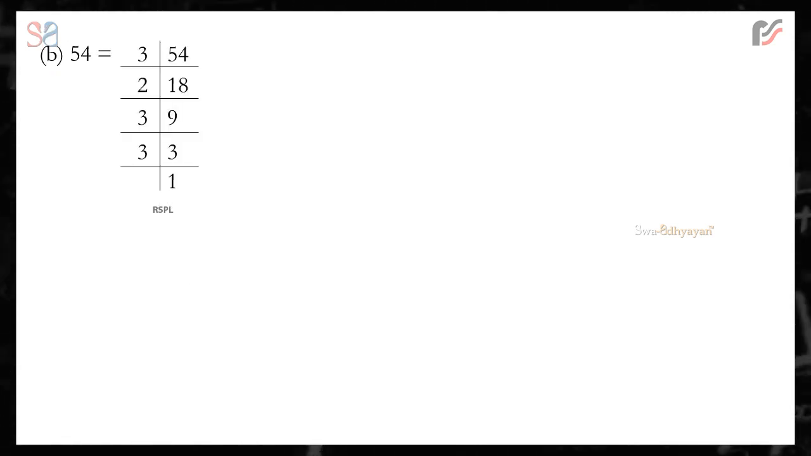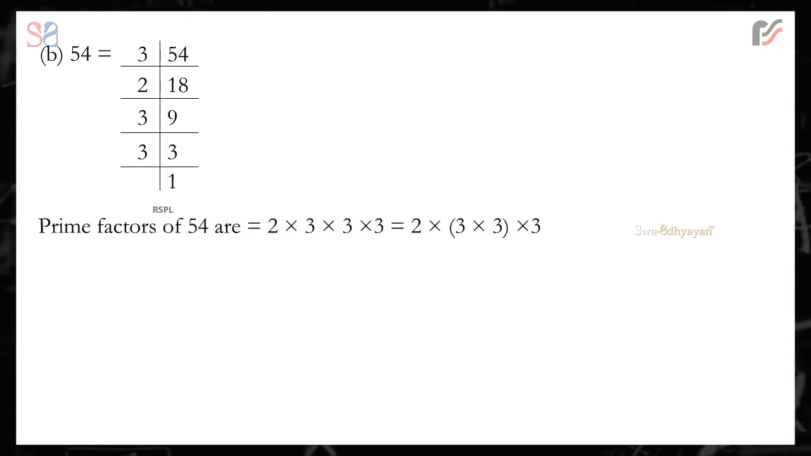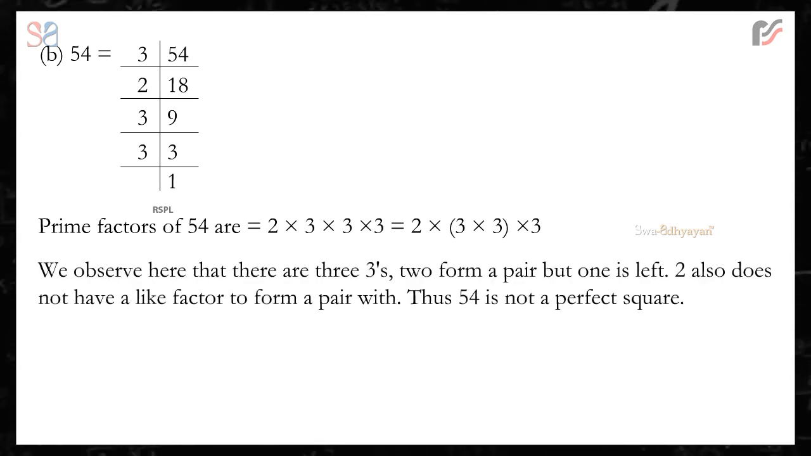B. 54 is equal to, dividing 54 by 3, we get 18. On dividing 18 by 2, we get 9. On dividing 9 by 3, we get 3. On dividing 3 by 3, we get 1. Prime factors of 54 are equal to 2 into 3 into 3 into 3, which is equal to 2 into (3 multiplied by 3) into 3. We observe here that there are three 3's. Two form a pair, but one is left. 2 also does not have a like factor to form a pair with. Thus, 54 is not a perfect square.